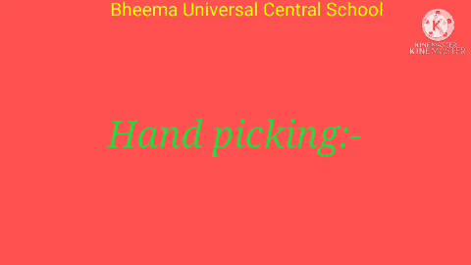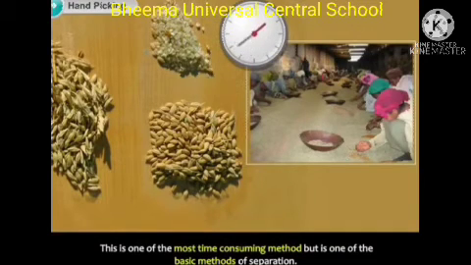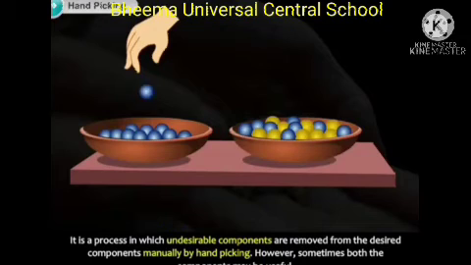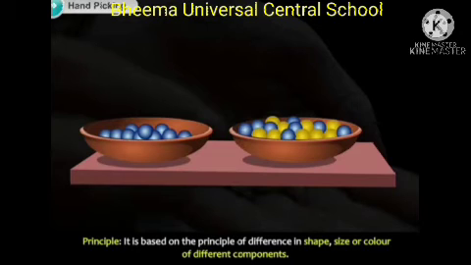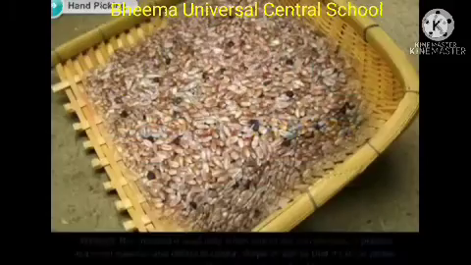The first method of separating solid from solid is handpicking. This is one of the most time consuming methods but is one of the basic methods of separation. It is a process in which undesirable components are removed from the desired components manually by handpicking. However, sometimes both the components may be useful. Principle: it is based on the difference in shape, size and color of different components.